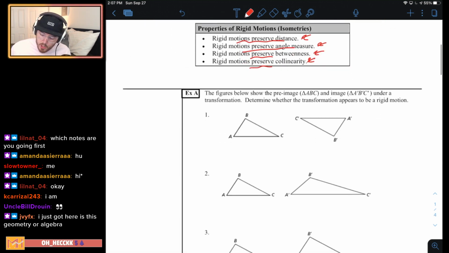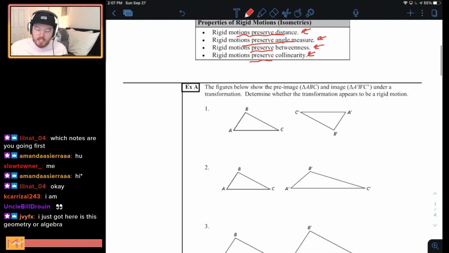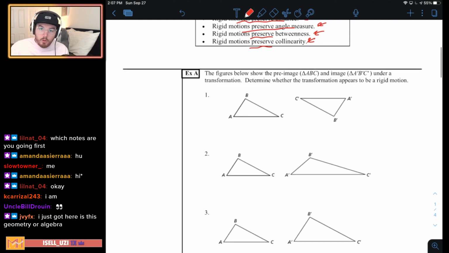The figures below show the pre-image ABC and the image A prime, B prime, C prime under a transformation. Determine whether the transformation appears to be a rigid motion. So just a simple yes or no question. Is it rigid or is it not? In this case, I hope you can see that the triangle's just been flipped a little bit, right? Or honestly, it actually is probably more of a rotation now that I take a second glance at it.